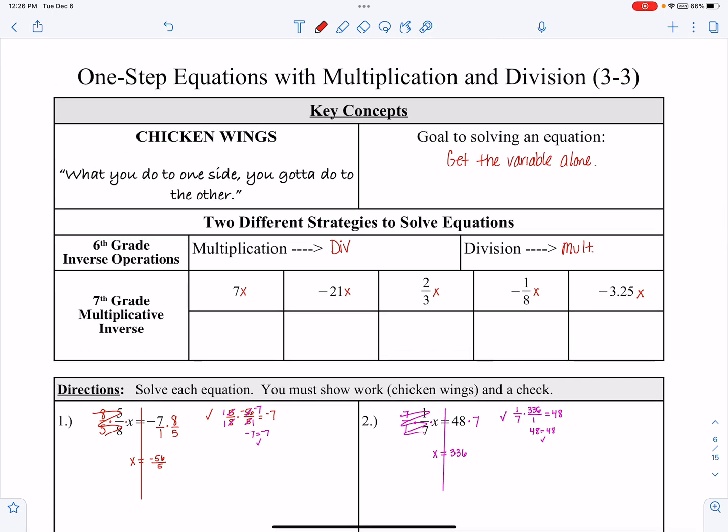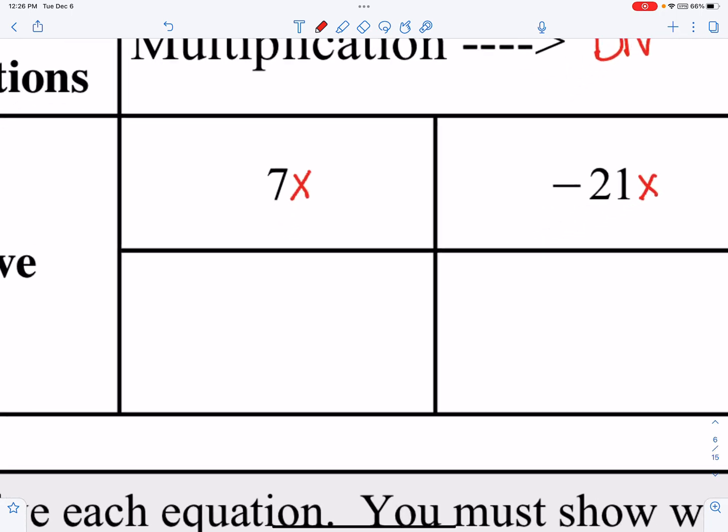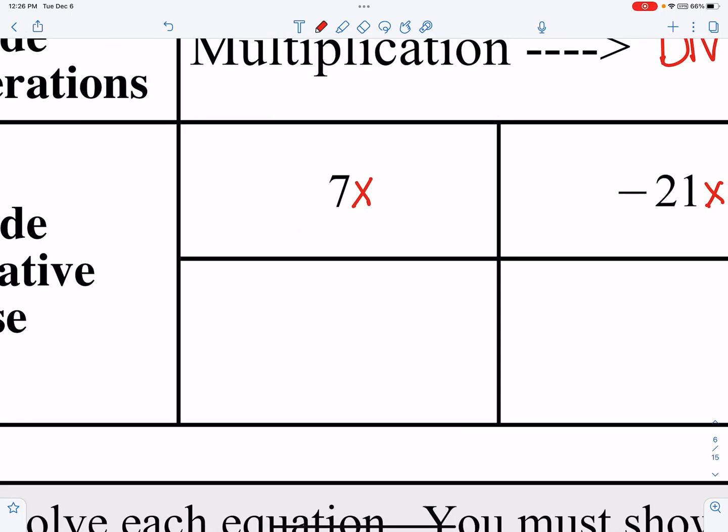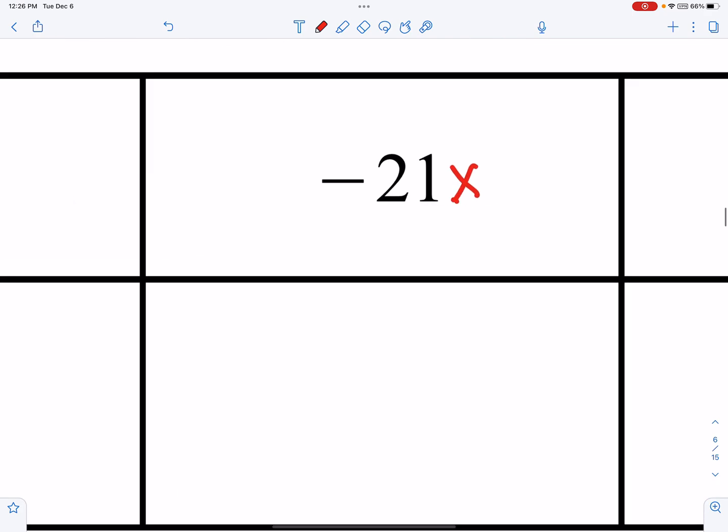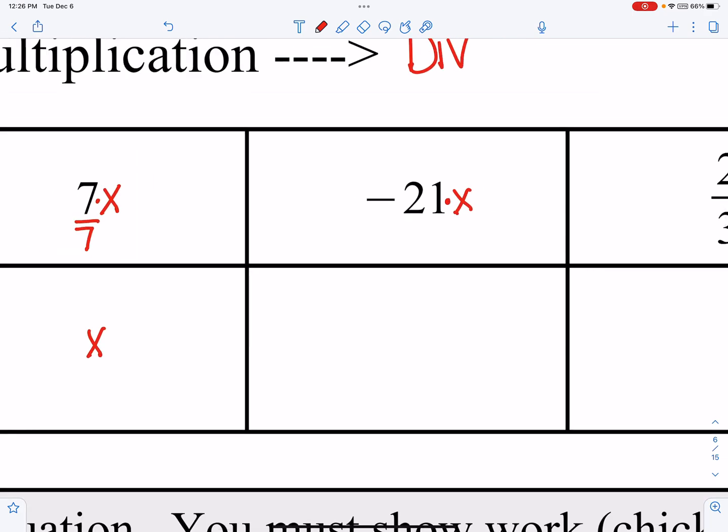I forgot to do this up here. I do want you to see this. I was supposed to do that first. Okay, so now you'll be extra good because you've already experienced that. So when I have a 7 times x, let's go ahead and fill this out now. It is a 7 times x. I can just divide by 7. It creates a 1x down here. Okay, I have an x times negative 21. I can divide by negative 21, which is 1 whole, and creates x.